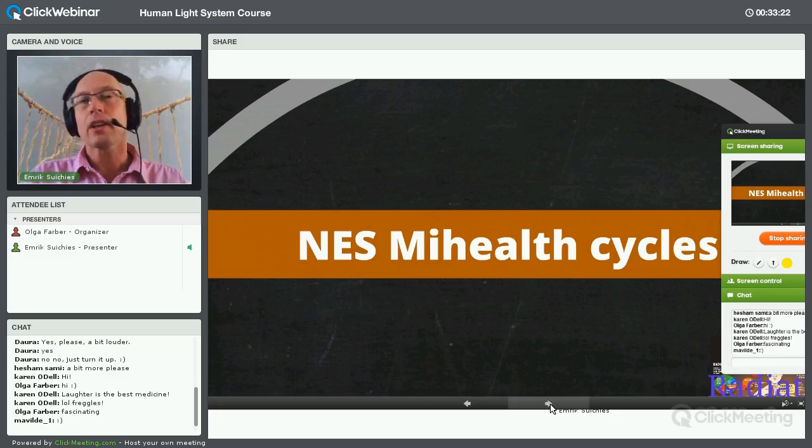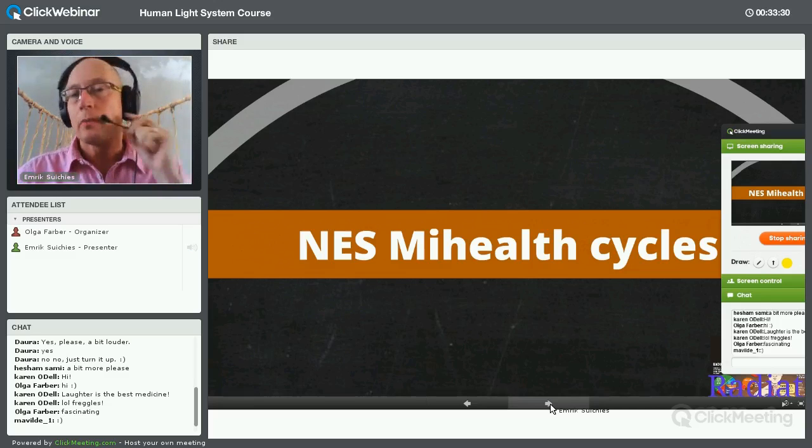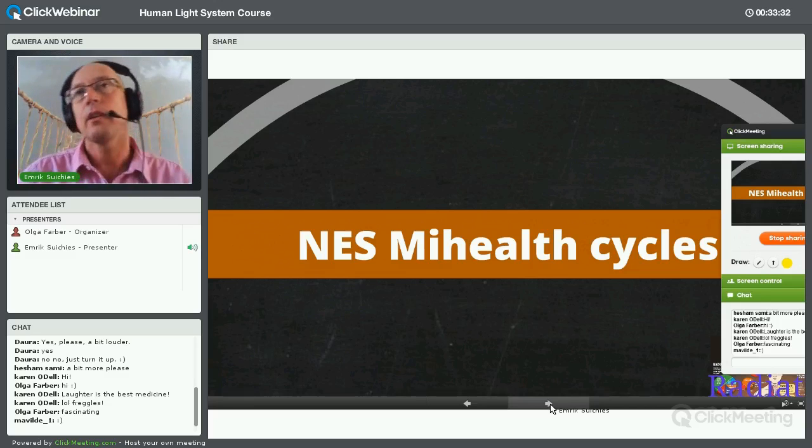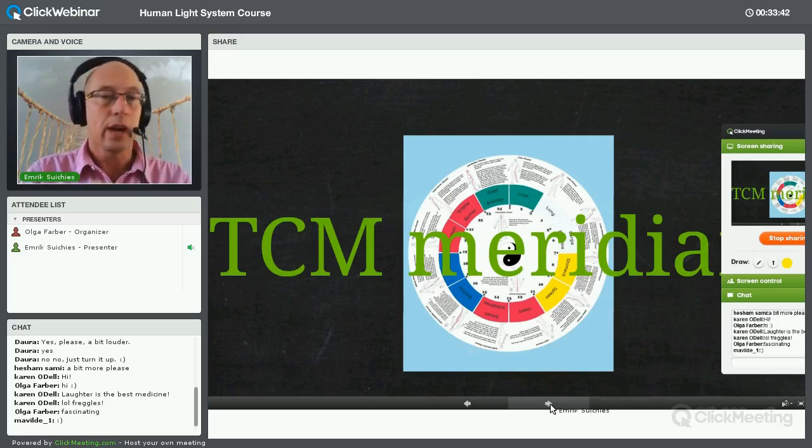Because there are so many frequencies and so many information patterns, we thought we could make some cycles in which we knew that that cycle would be very good. And what's a cycle? For example, we made a cycle which is taking 24 hours. So you put on your Mihealth and you take the Mihealth for the whole day.